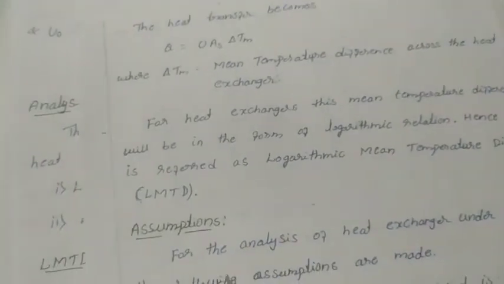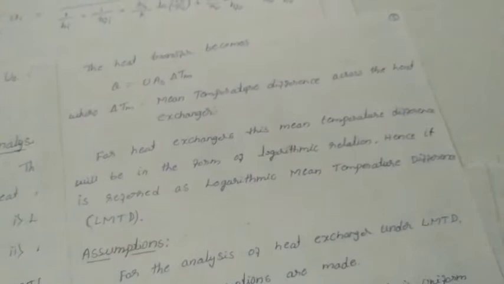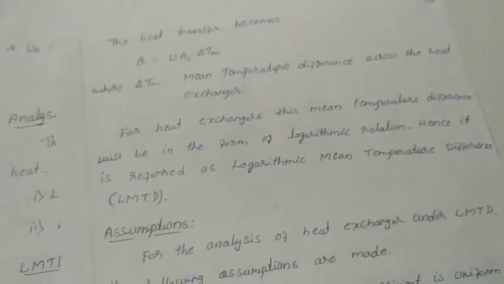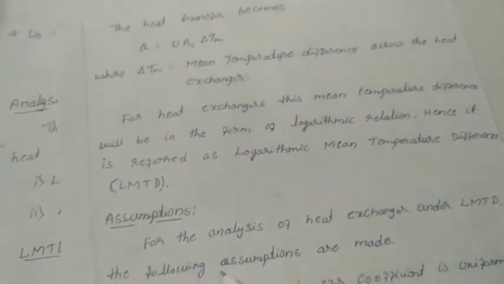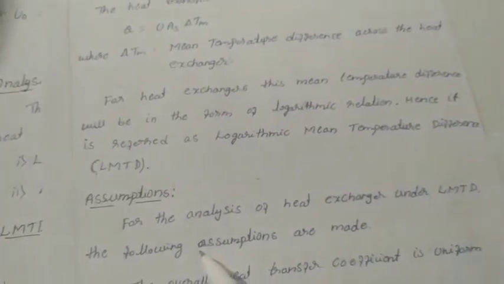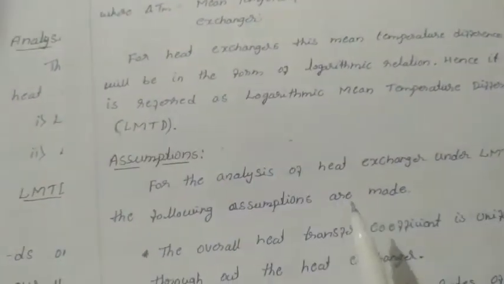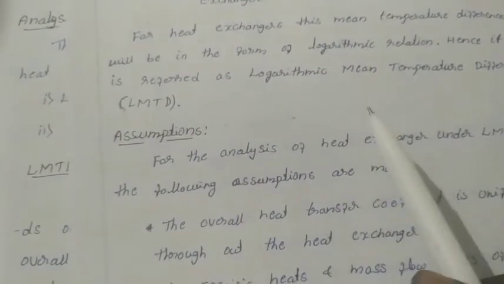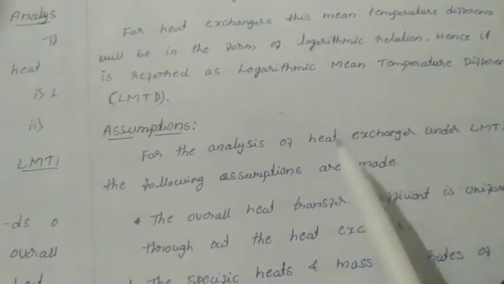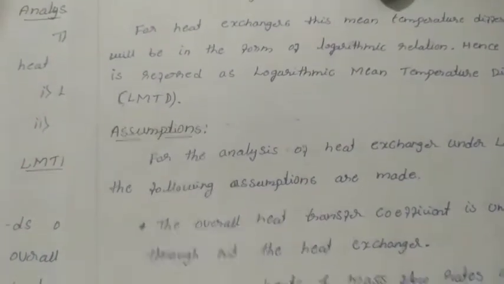For the heat exchanger, the mean temperature difference takes a logarithmic form, so it is referred to as the logarithmic mean temperature difference, LMTD. Now, before going to the analysis of the heat exchanger, some assumptions should be made when using the LMTD method.